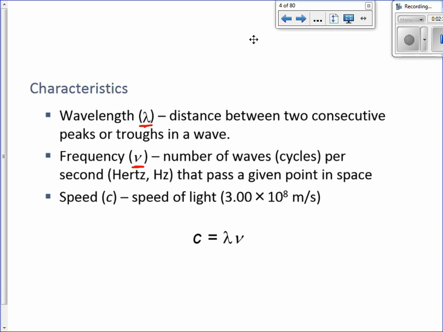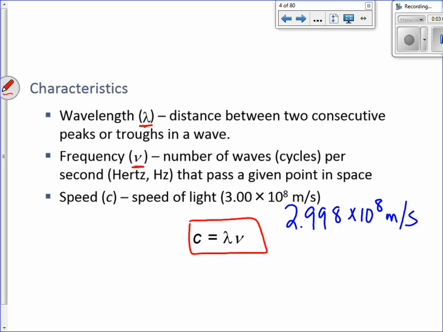All electromagnetic radiation is going to be measured at the 3.00 times 10 to the 8th meters per second. However, it is on your formula sheet, just so you know, and it's actually more precise than that measurement that most people use. The one on your formula sheet says 2.998 times 10 to the 8th meters per second. So most people just round it to 3, but this one is on your formula sheet, okay? Along with our lovely formula here. Speed of light equals wavelength times frequency. This is on the formula sheet.